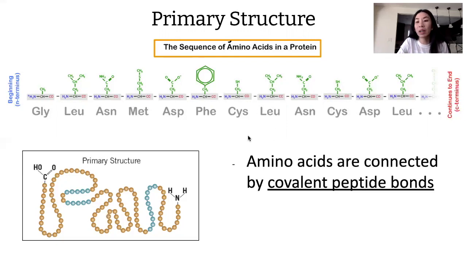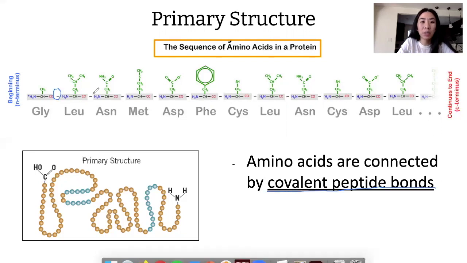Amino acids are connected by covalent peptide bonds. So I'm going to highlight this right here. These covalent peptide bonds are each of these bonds in between the amino acids. It's a solid line, so covalent, meaning they're sharing electrons.